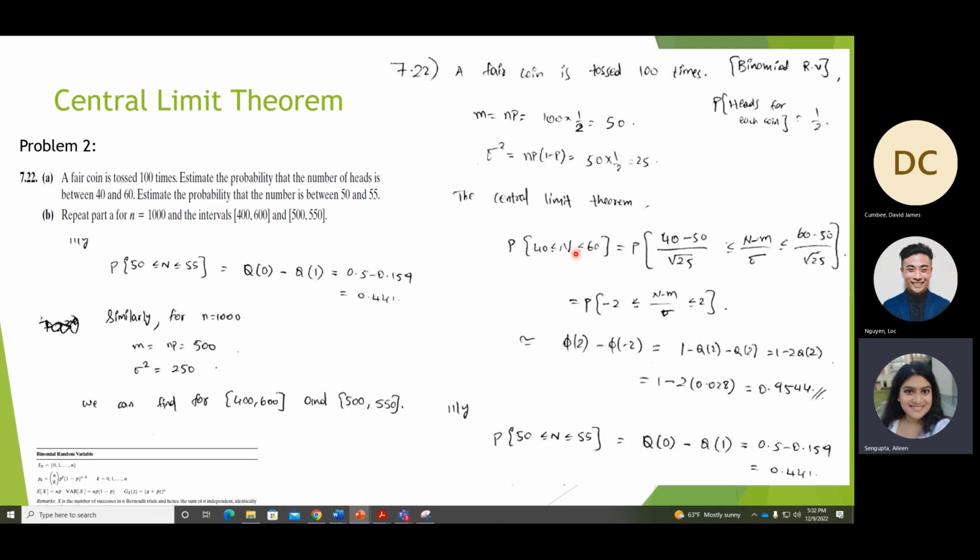Why is this? Because we are trying to find out the estimation of the probability between 40 and 60. So the random variable that we have, we are trying to find, what are the chances? What is the probability that the distribution will be between 40 and 60? That is what we are trying to find out. And we find out it's 95% chance that the n that we are trying to find is between 40 and 60. Similarly, 50 and 55 is only a 44% chance. That's what the number means.